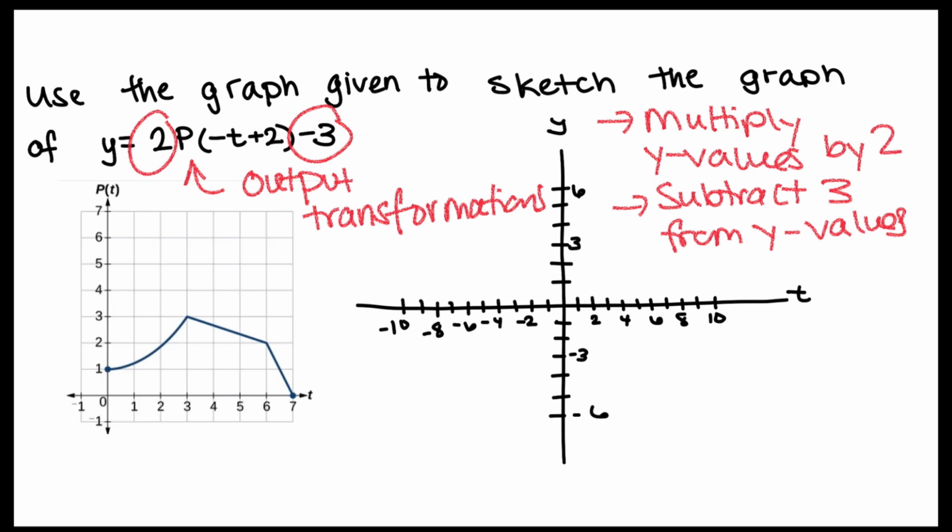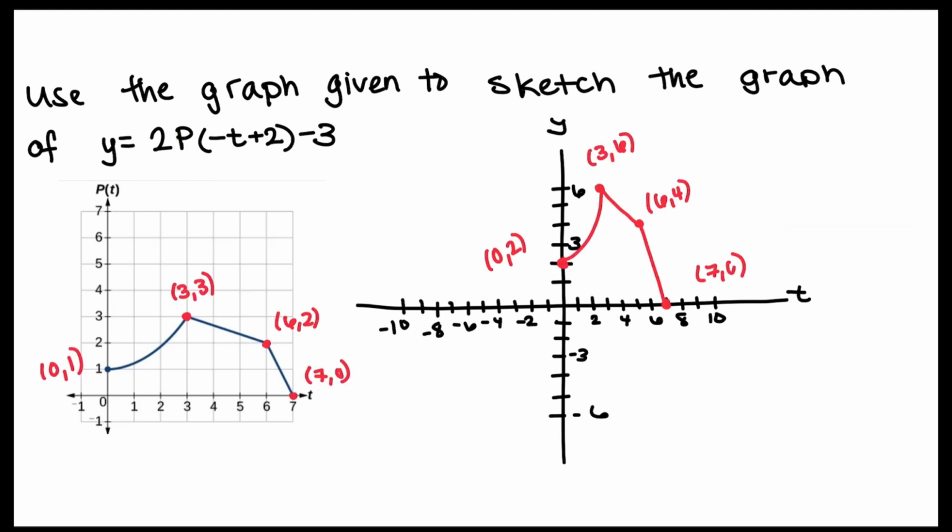So what that means is I'm going to have to multiply all of my y values by 2. That's the 2 times. And then the minus 3, I'm going to subtract 3 from my y values. So I'm going to end up having a vertical stretch by a factor of 2, and then I'm going to shift it down 3 units. I have to do the multiplying before I can do the subtracting. All right, so I'm going to start with the multiplying.